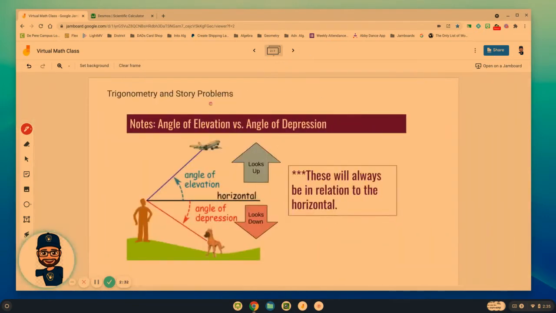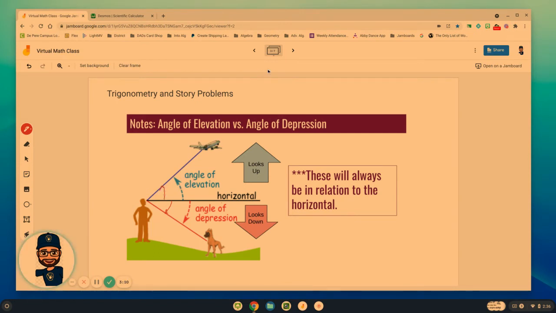So now as we get to trigonometry and story problems, you're going to see a couple of phrases that will come into play. One of them is called the angle of elevation. The other one is called the angle of depression. Angle of elevation is if you're looking up, angle of depression is looking down, but there's a key. It's always in relationship to this horizontal line of sight. So if you are standing looking down at something, you're looking down from your horizontal. Whereas if you're standing looking straight ahead and all of a sudden you see that plane, you look up.